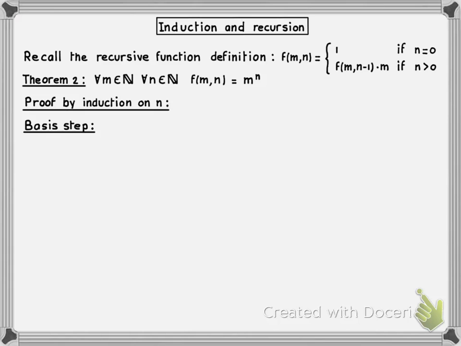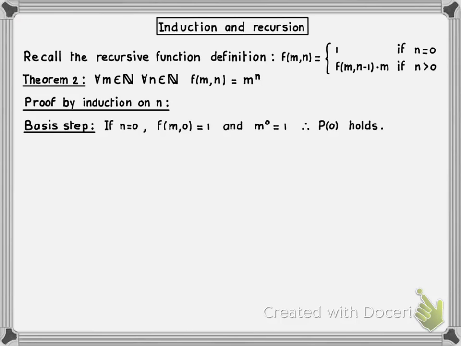Now, let's start the proof with the basis step. The basis step is to prove p of 0. So what is f of m and 0? By definition, that's equal to 1. And what is m to the power 0? Well, by definition of the exponential function, that's also equal to 1. And therefore, f of m comma 0 is equal to m power 0, which establishes that p of 0 holds.